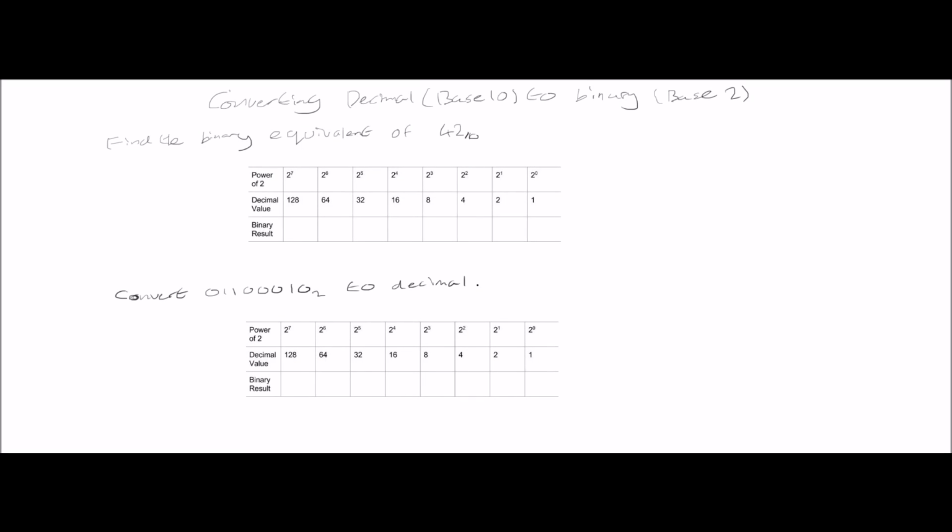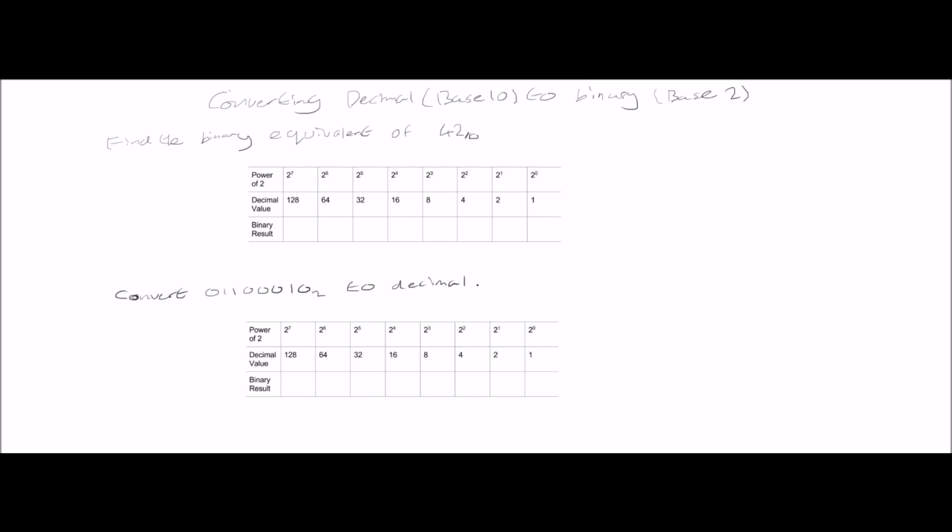And welcome to this video tutorial on converting decimal base 10 to binary base 2 and vice versa. First of all, I'm going to start by converting a decimal number here, 42, to a binary number.